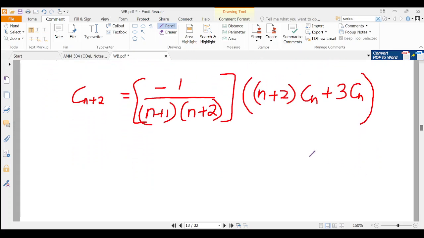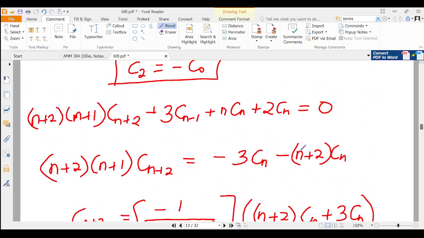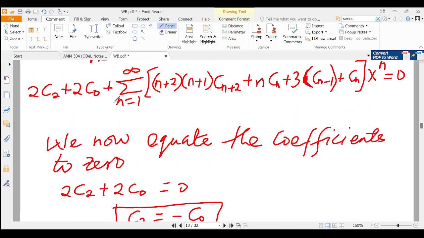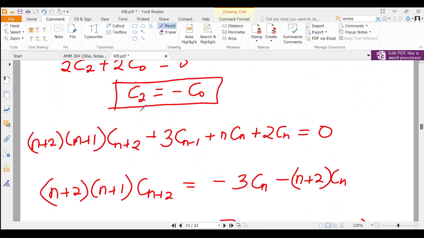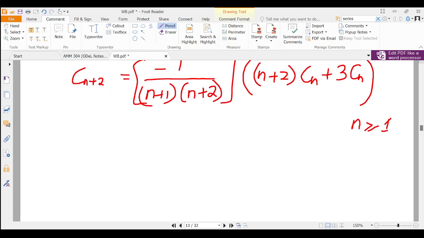So once we have this, notice that this coefficient or this quantity is valid for the values of n starting from 1 all the way to infinity. So n should be greater than or equal to 1. So we can write here this one is valid for n greater than or equal to 1, because the range of our summation was from 1.